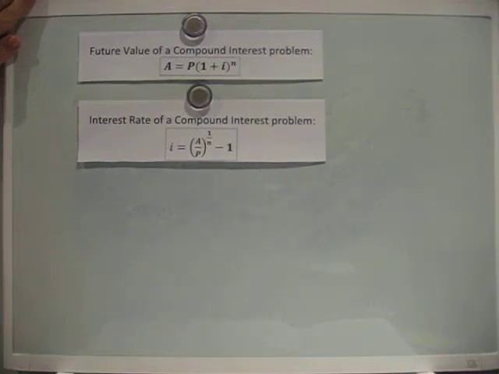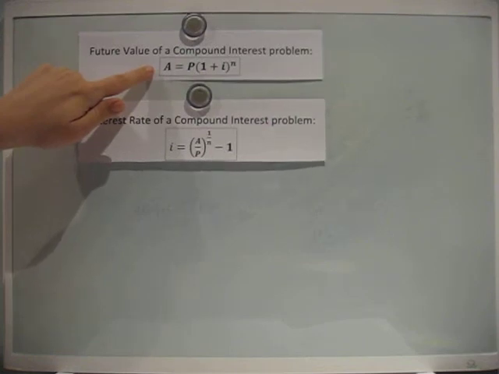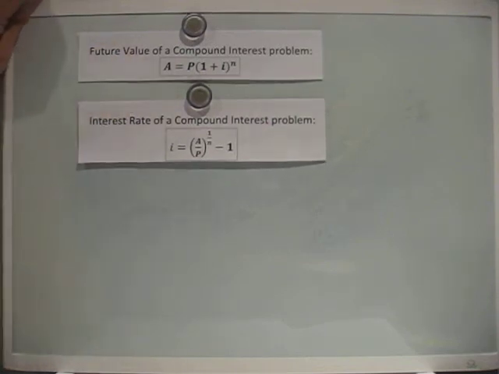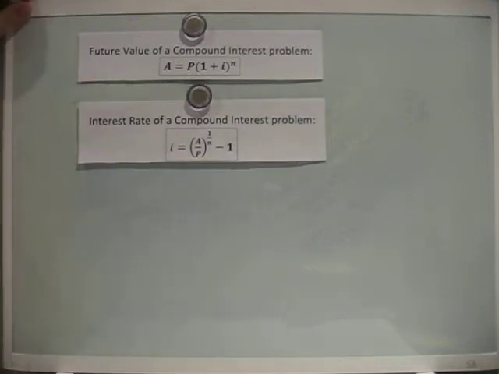Going to be talking about calculating the interest rate of a compound interest problem. Our general formula for compound interest is A equals P(1 plus i) to the n. That's our general formula when finding the future value. Now when looking for the interest rate, we can take the same formula and rearrange it to get this new formula: i, the interest rate, equals (A divided by P) to the exponent 1 divided by n, minus 1.